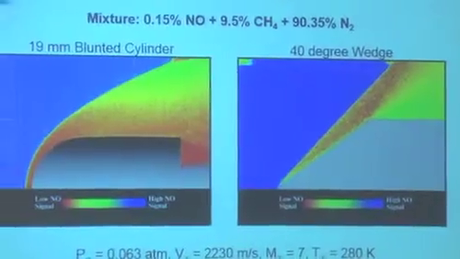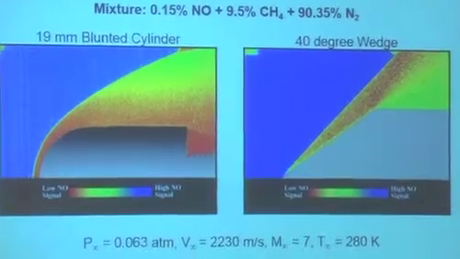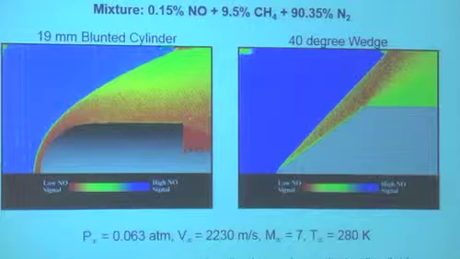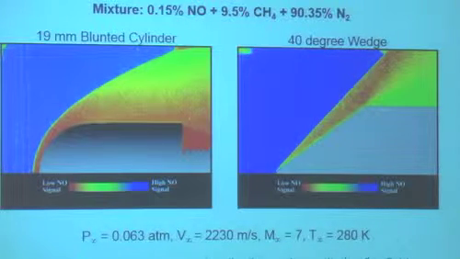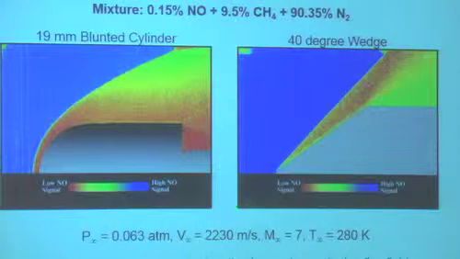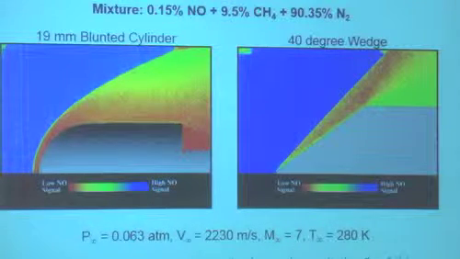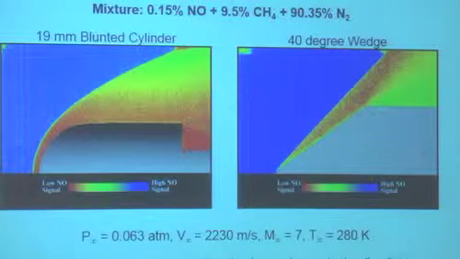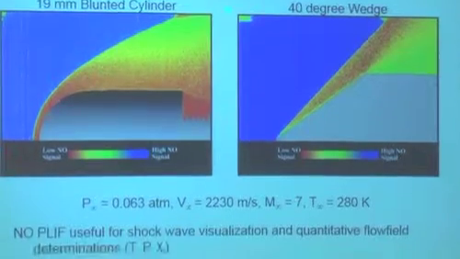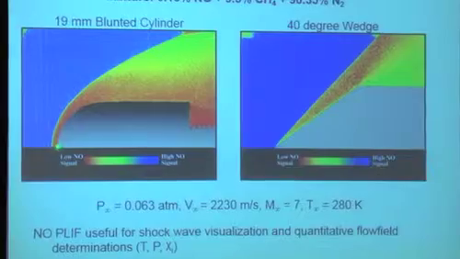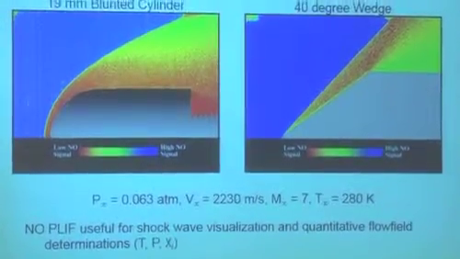And so now you have to make sure this tunnel is working. So we would use, say, a blunted cylinder, and we take some images of, this was a 2.2 kilometer per second, Mach 7. So you have to figure out what is the Mach number you're getting. And we did this with NO. So these were pictures basically of NO in the quantum state. But you see in the standoff distance, if you know gas dynamics, the standoff distance gives you the Mach number.